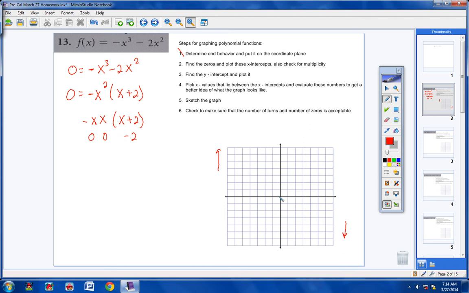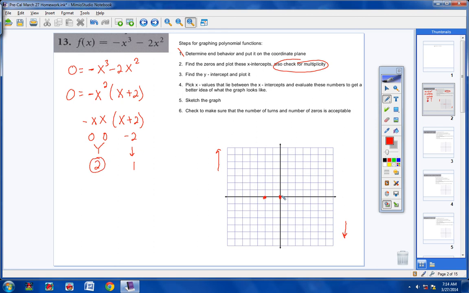So we're going to go ahead and plot these x-intercepts, 0 and negative 2, like step 2 says to do. Then step 2 also says to check for multiplicity. Well, these two zeros here, I have two of these, and that's an even number. So the multiplicity of the negative 2 is 1. The multiplicity of the 0 is 2. And so that's an even number.